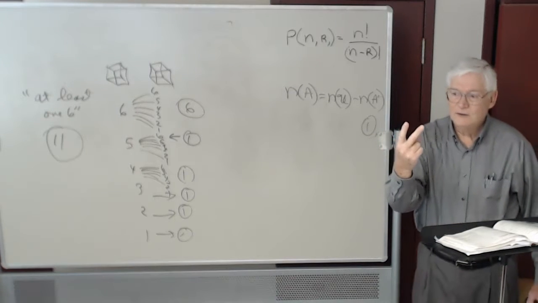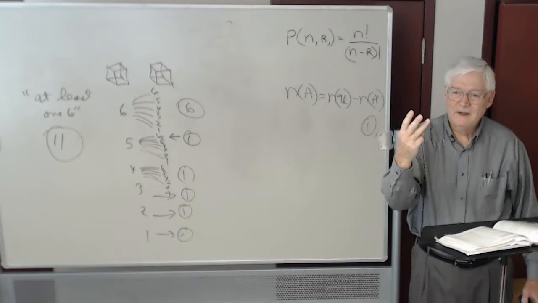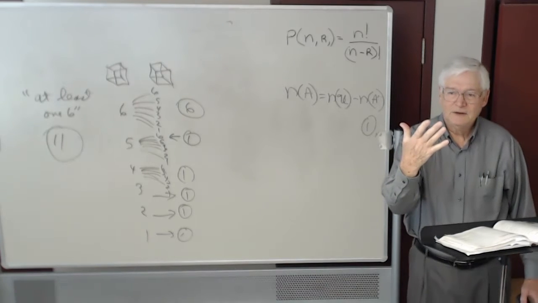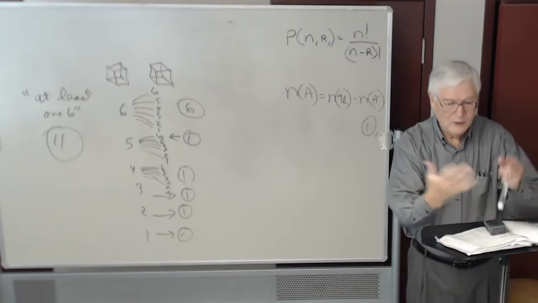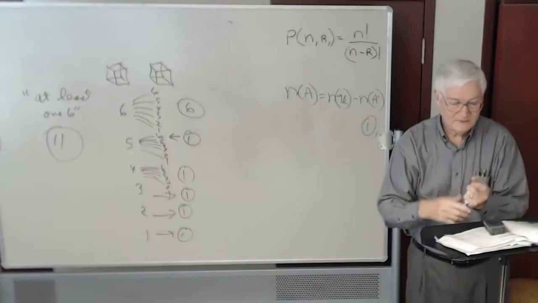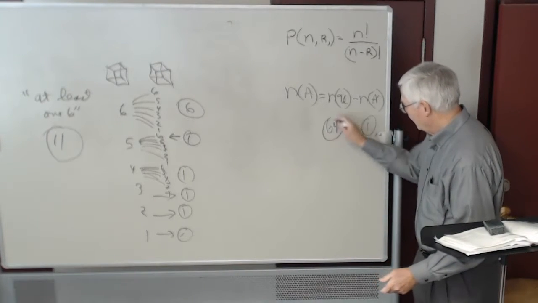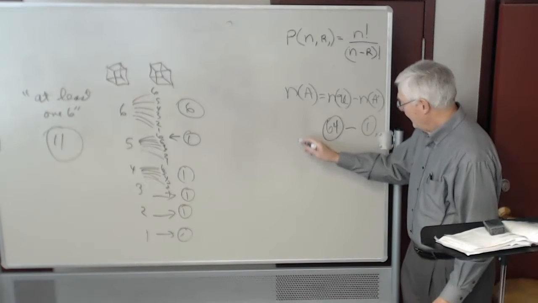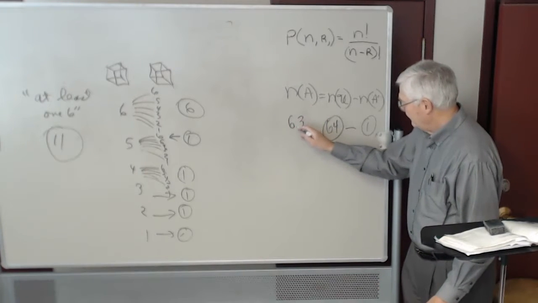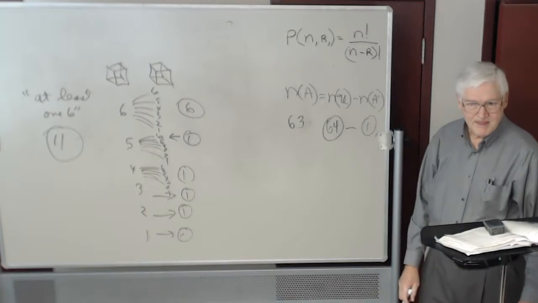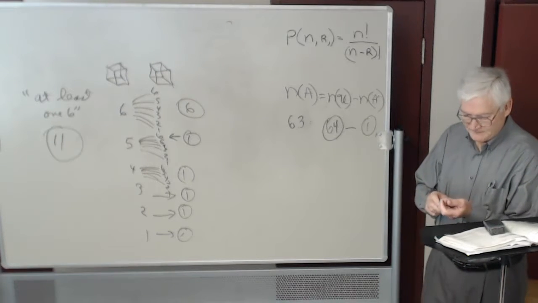2 times 2 is 4, times 2 is 8, 16, times 2 is 32, times 2 is 64. So the number in the universe would be 64. So the number of possibilities would be 63. Did you follow that?